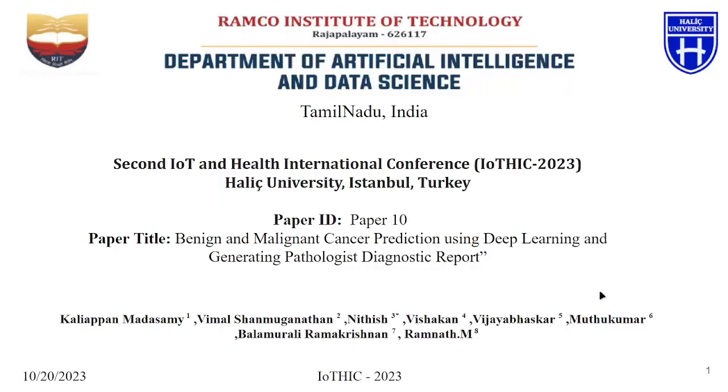Good morning. I'm going to present the paper Benign and Malignant Cancer Prediction using Deep Learning and Generating Pathologist Diagnostic Report. We have 8 authors who have collaboratively worked together to make this research possible.